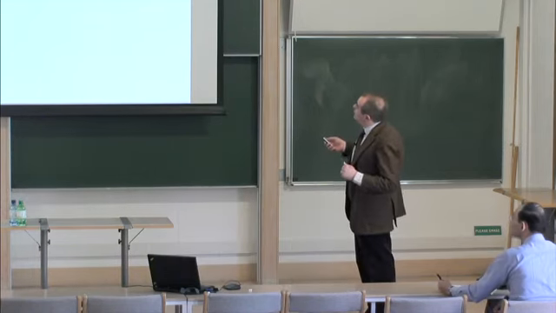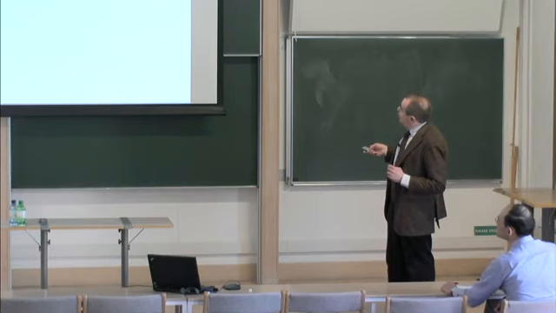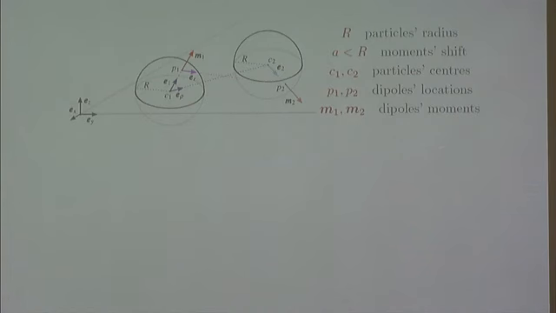So I wish just to say a little bit more about the system, and just to fix the terminology. R is going to be the particle's radius, A is the shift, and it is always less than the radius. C1 and C2 are the particle centers. P1 and P2 are the dipole locations, the points within the spheres where the dipoles are located. M1 and M2 are going to be the dipole moments. And this is, of course, in SI units, the interaction Hamiltonian.